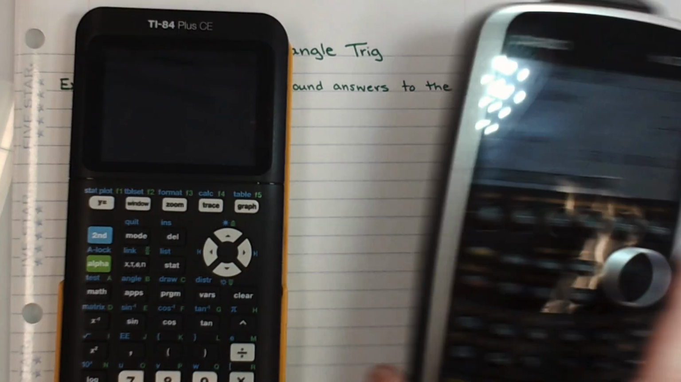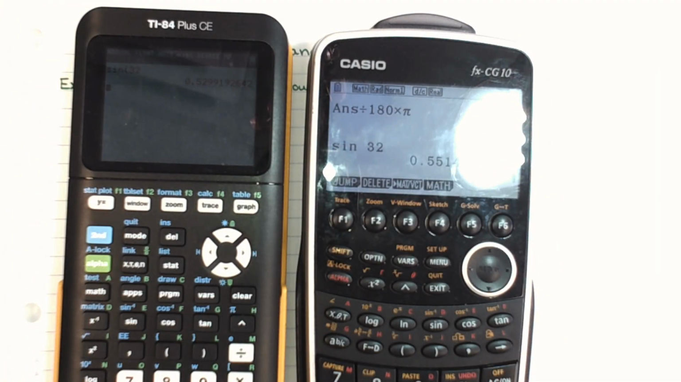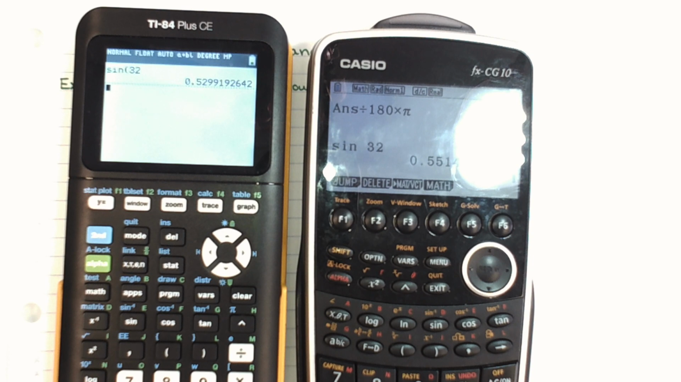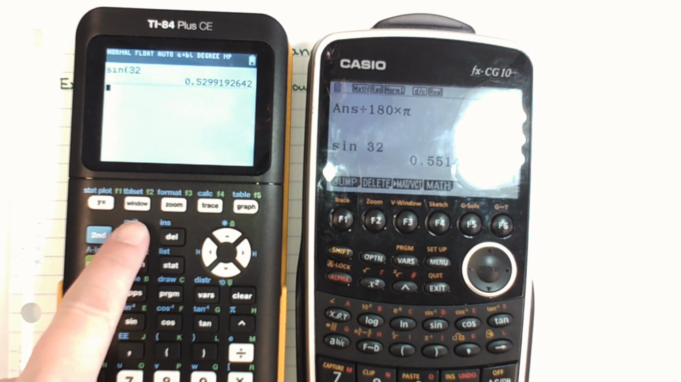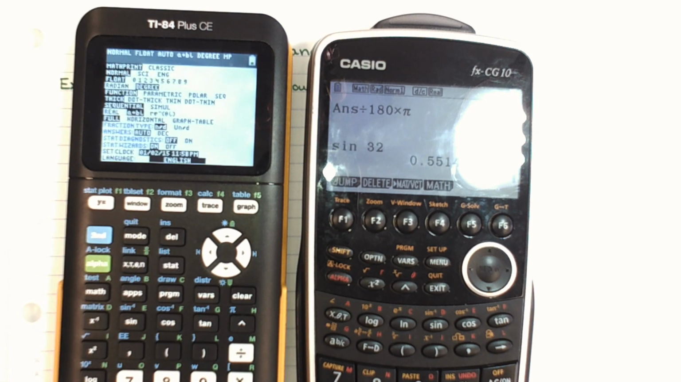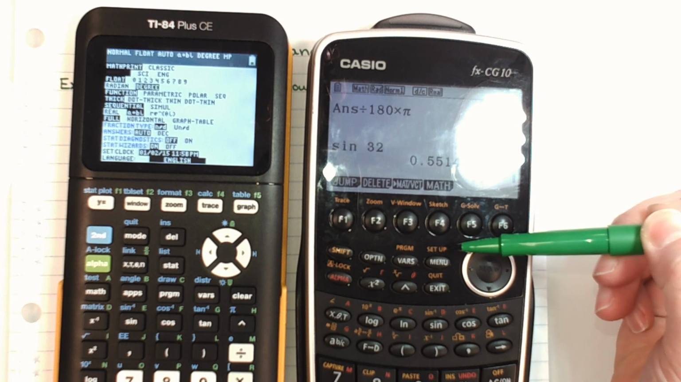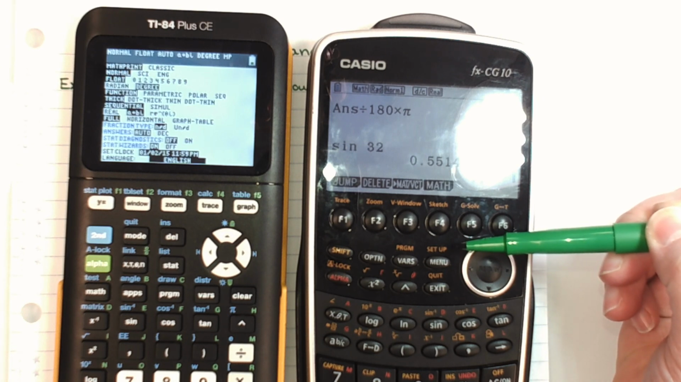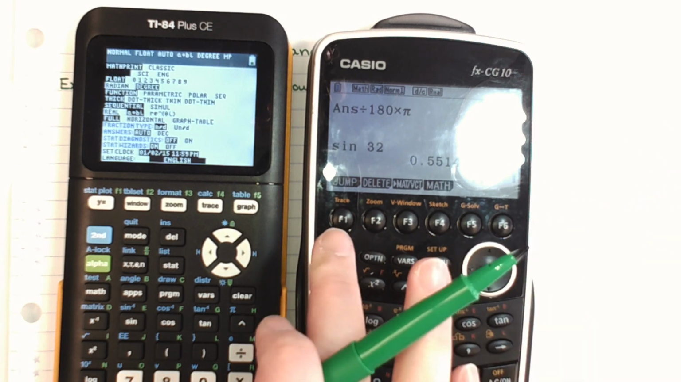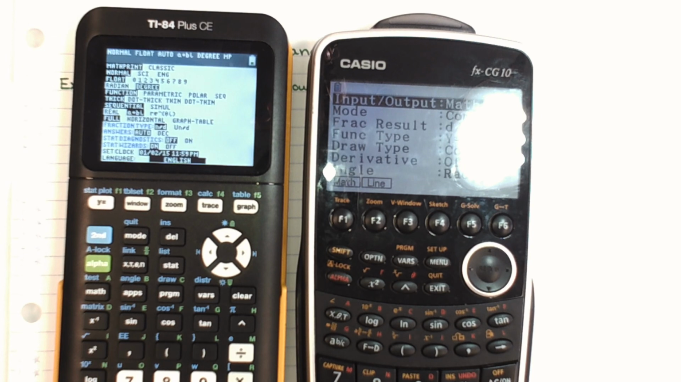So you got to know how to change units on your calculator. If you have a TI calculator and you want to change the units, you're going to go into mode. On a Casio, you want to change units, you're going to go up into the setup menu. See right here where it says setup? Do you notice it's a gold button? Which means if I want to get into it, the first thing I have to click is the shift. So shift, and then that menu button.